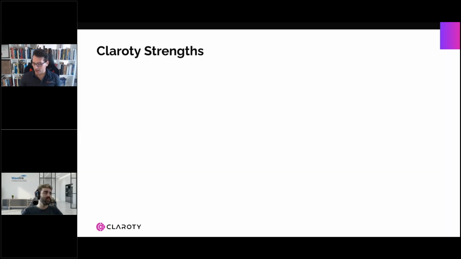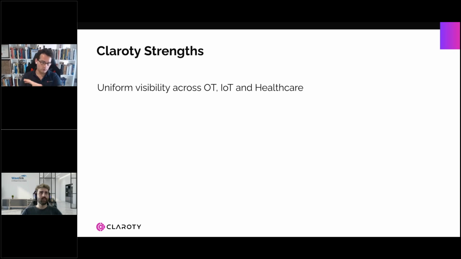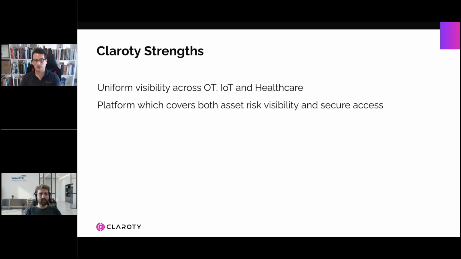So I know you're probably asking as well, there's a couple of other players in our space. What are the key strengths Claroty offers? So there's a few bullet points, and this is great if customers ask them for you as well. We give uniform visibility, not just on your OT, but across all the other cyber physical infrastructure like IoT, as well as healthcare clinical environments. So we're one vendor you can work with to cover all those use cases for your customers. Our platform covers both asset risk visibility as well as secure access and threat detection.